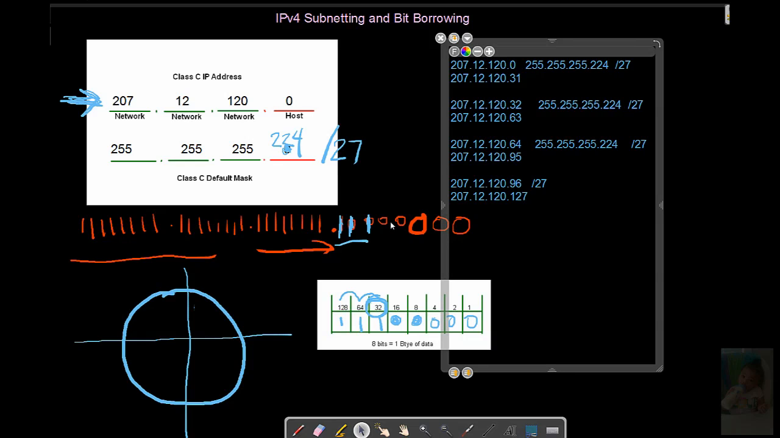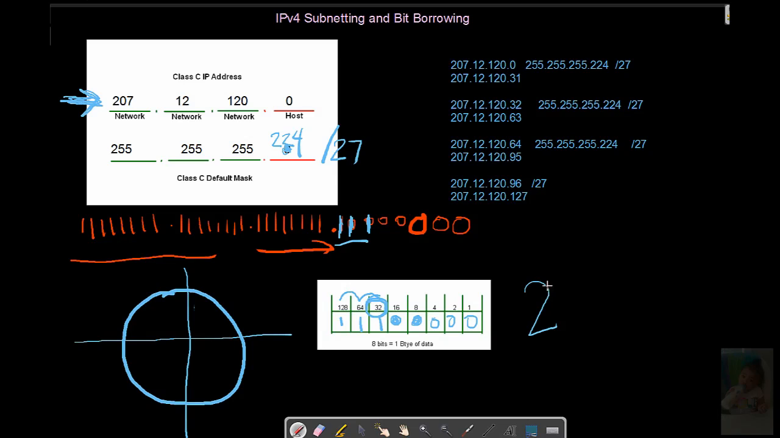Here's another quick way that you can do that math if you wanted to. Some people prefer this way. How many bits did we borrow? 1, 2, 3. 2 to the n, or in this case, 2 to the third. Okay, 2 times 2 is 4, times 2 is 8. How many networks did we just create? The potential of 8 networks.